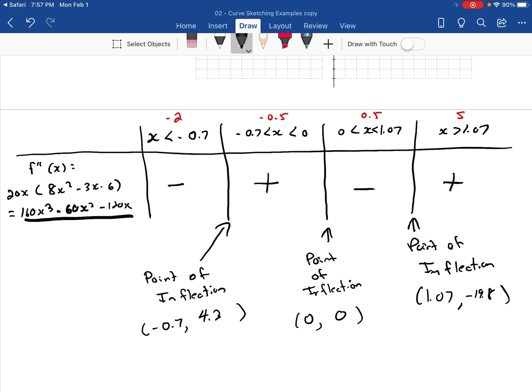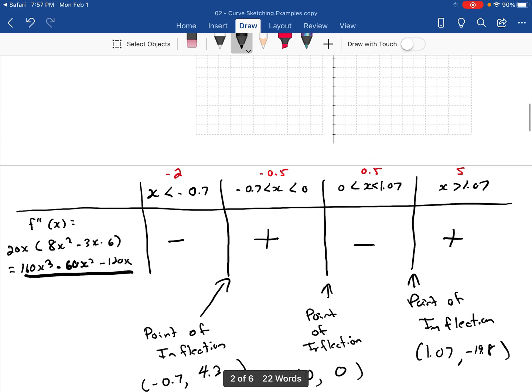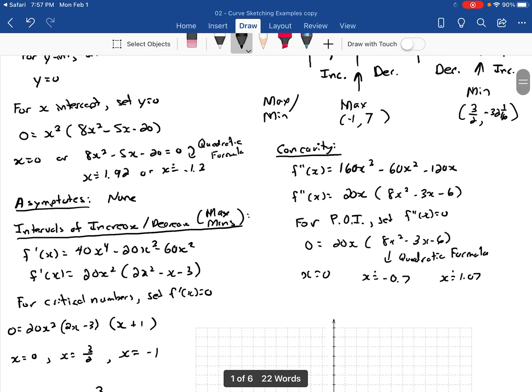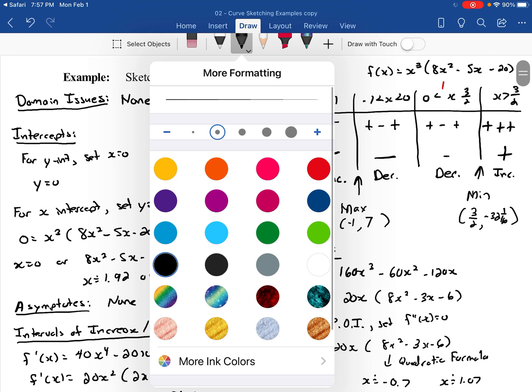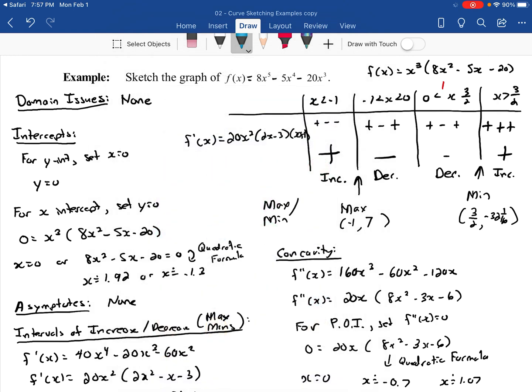Now, all the steps are done. Now we start putting these things on the graph. And as you gain more experience, you might find that, no, I actually want to put them on the graph as I go and get a feel for what's happening, and you can do that too. So let me switch over to a nice blue color that we'll be able to see on the screen here.